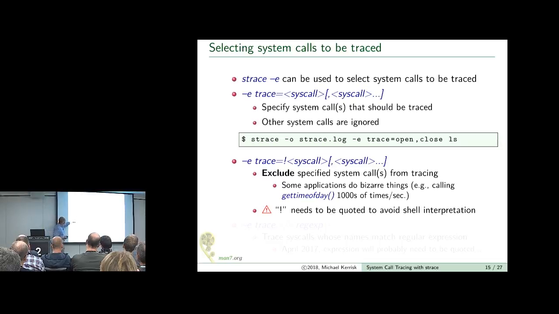So then what you can say is strace -e trace=!syscall,syscall,syscall, with the exclamation mark meaning not. One thing you've got to watch out for here, that exclamation mark, is that many shells interpret that character with a special meaning. So quite probably you want to put this piece in single quotes.